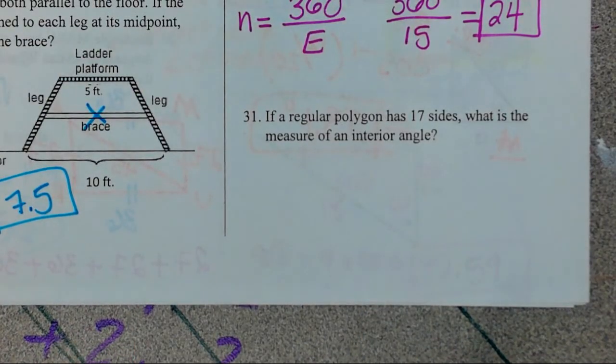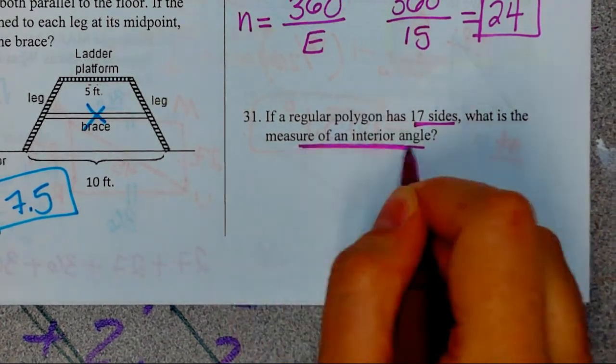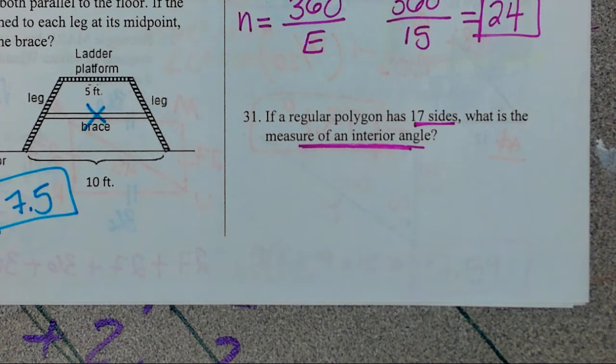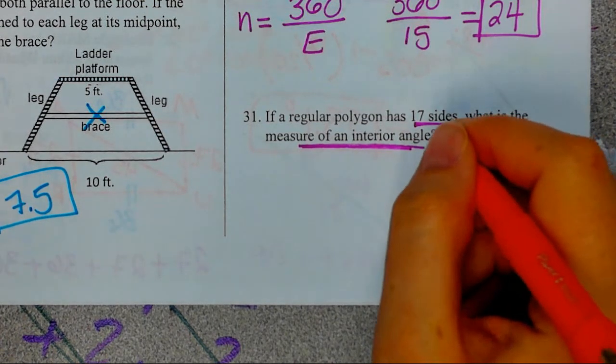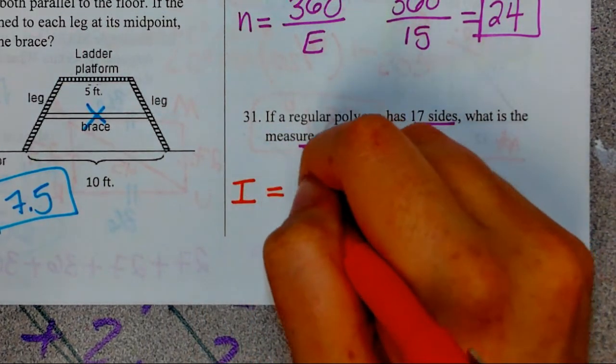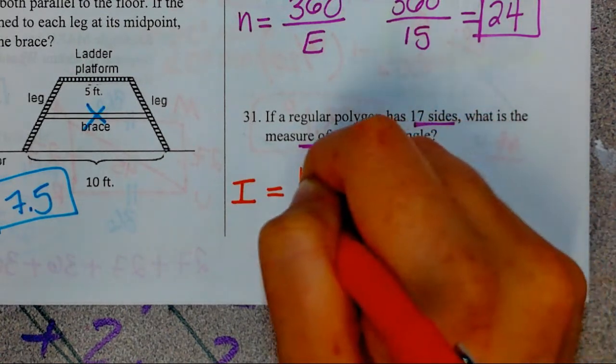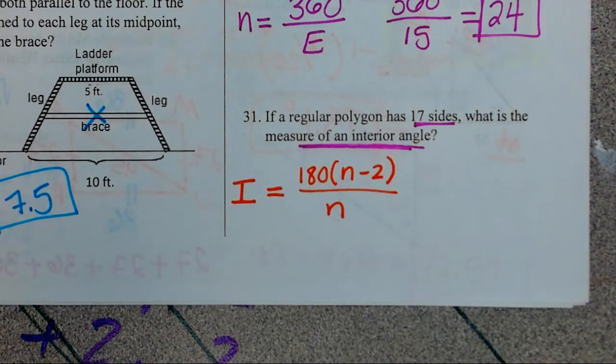If a regular polygon has 17 sides, what is the measure of an interior angle? Okay, so if you have the number of sides but you want the interior angle, the formula is this: 180 times n minus 2, divided by n.